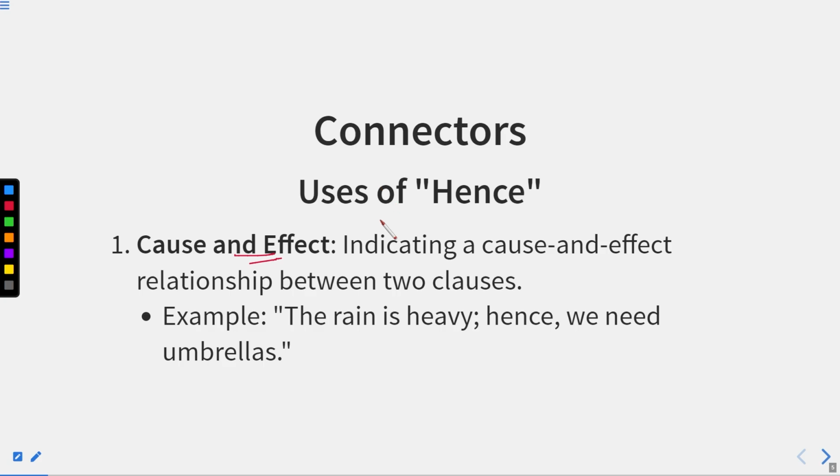Cause and effect. Now we'll discuss the use of hence. So first use is cause and effect. Indicating a cause, meaning reason, and the effect, that is the result. This is the result relationship between two clauses. Example, the rain is heavy, hence we need umbrellas. So why do we need umbrellas? Because the rain is heavy.